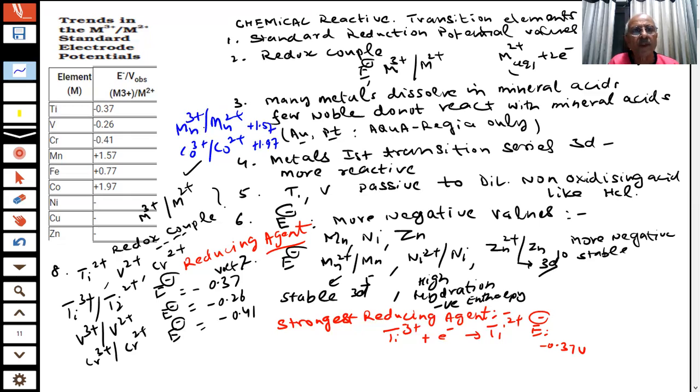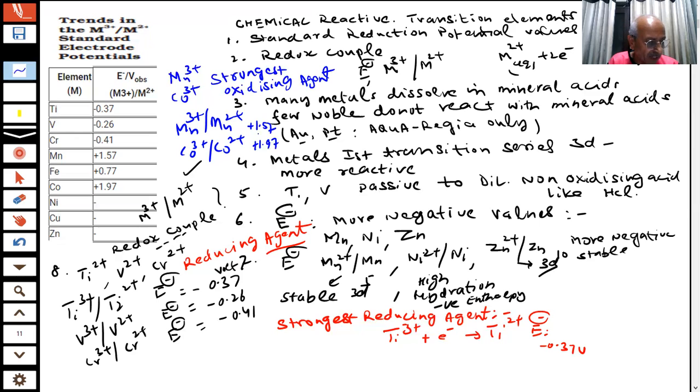They will act as oxidizing agents. Which oxidation state will act as an oxidizing agent? Mn3 plus and cobalt 3 plus. They are the strongest oxidizing agents. Registered, noted it down. Question has been asked on redox couples. Expected question for CBSE and all competitions.